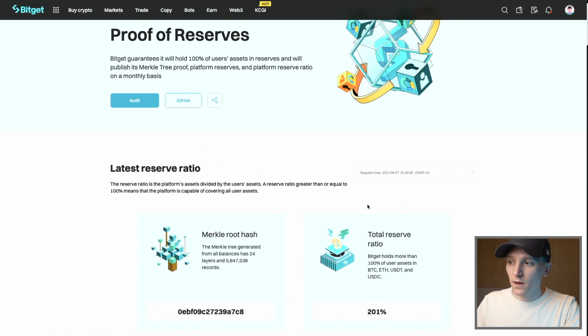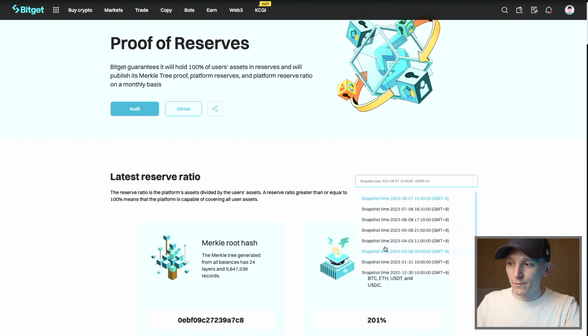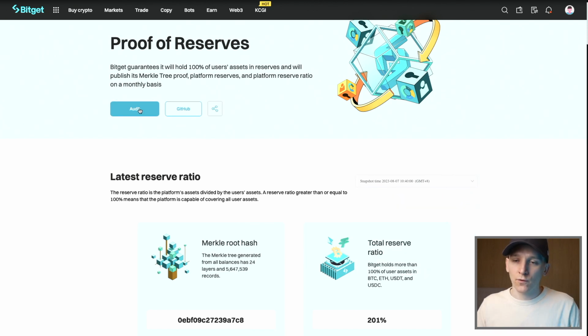You can see that here. You can also see the latest snapshots of all the cryptographic proofs. You can press audit here and it takes you through to an audit page. You can see everything here so that Bitget are holding the crypto that they say they do.